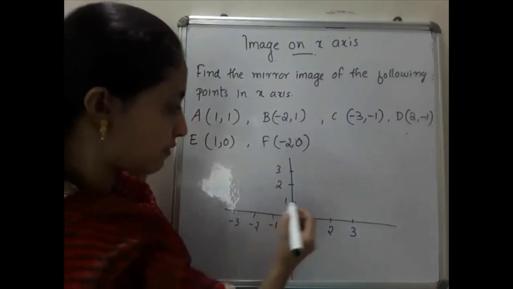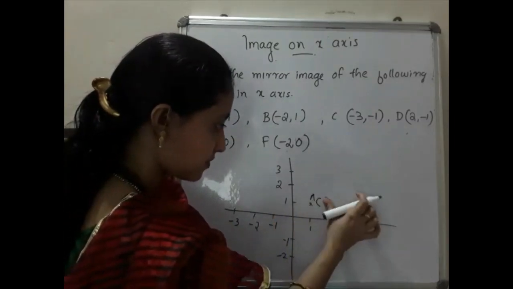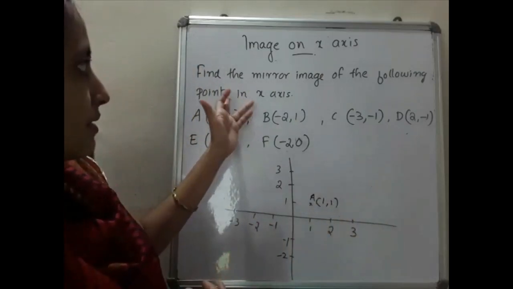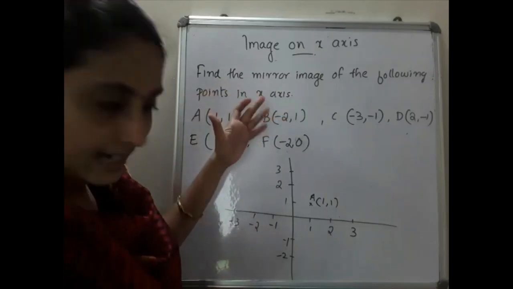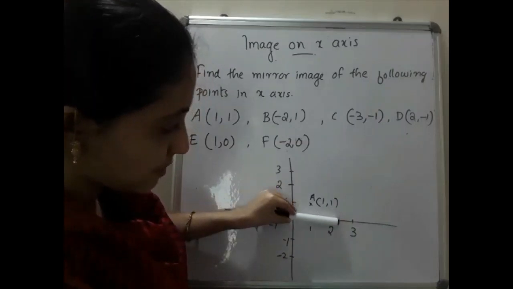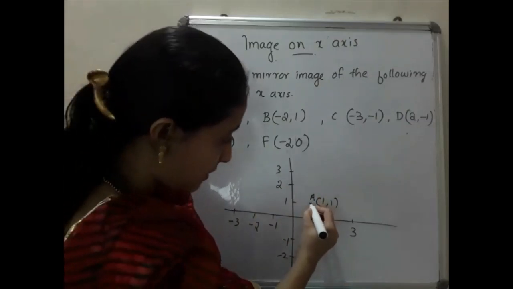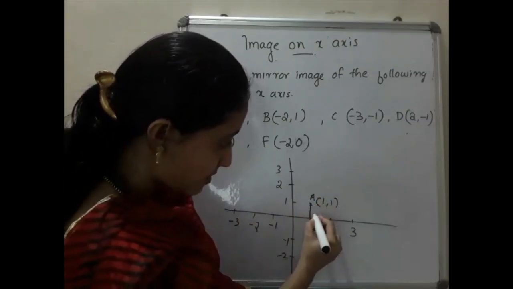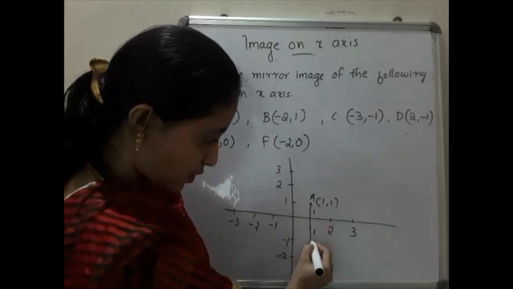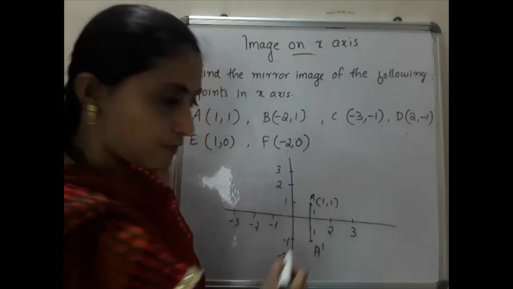Capital A is (1, 1), here. So you want to place the mirror image. The mirror is on the x-axis, so you place the mirror here. If the mirror is facing here, where does the image come? Down. From here, this much is the distance. How much is this? 1 unit. So we move down 1 unit here also. The image will be here, which we may mark as A dash. This will be the image of this point.